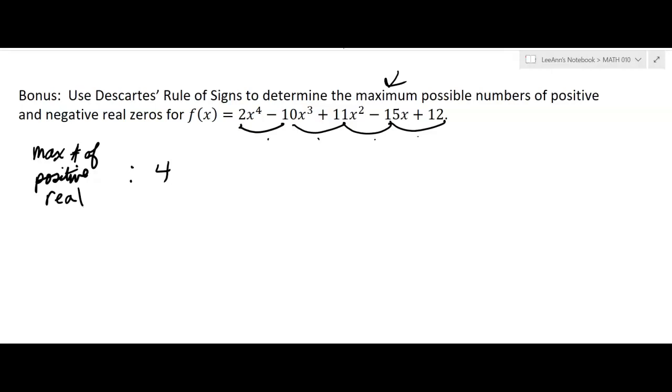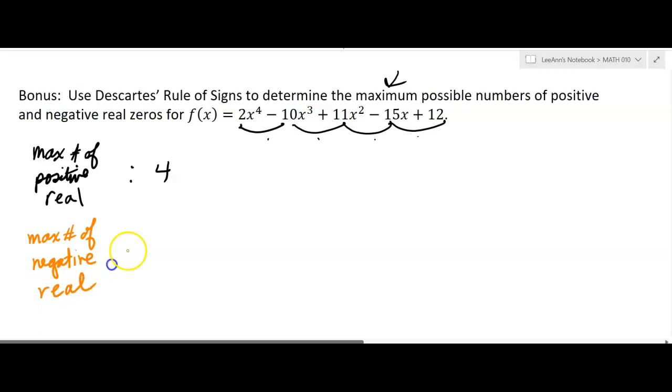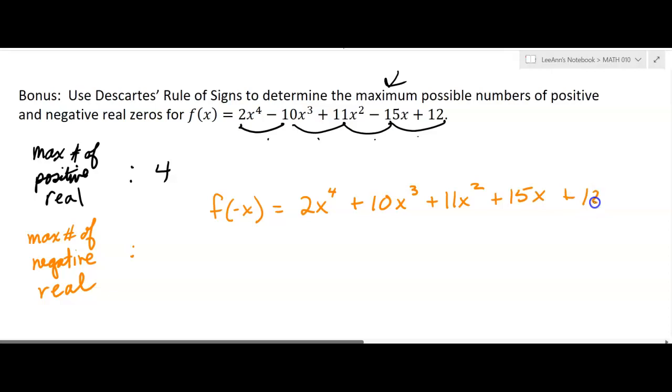Okay, now we're going to do the maximum number of negative real zeros. Okay, so we find f of negative x, which is going to be 2x to the 4th. That one won't change. This one's going to change because it has an odd exponent. You can write this all out by putting in the negative x. This one's not going to change. This one's going to change. And this one's just 12, so it's not going to change.